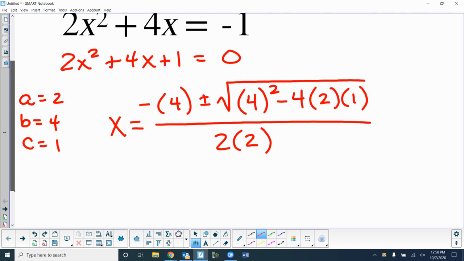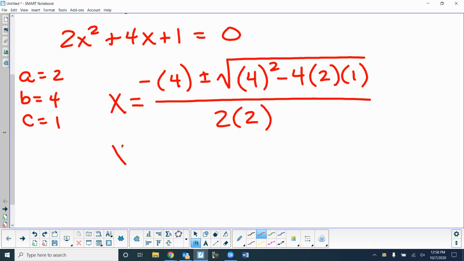So, to finish this up, that makes it negative 4, 4 in the bottom, square root, and 4 squared is 16. Negative 4 times 2 is negative 8 times 1 is negative 8. So we get an 8 in there. Okay? Now that 8 can be simplified.